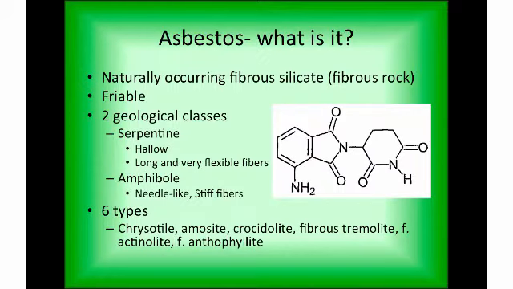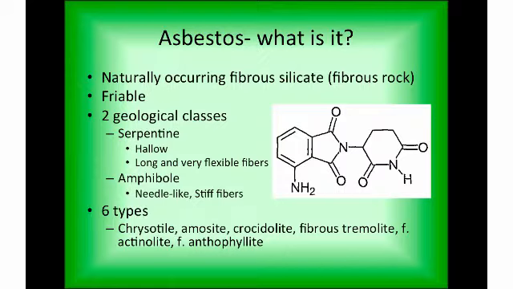Asbestos has similar properties to vermiculite. It is a naturally occurring fibrous silicate. It is classified by 2 geological groups, serpentine and amphibole. Serpentine is categorized by long, hollow, flexible fibers that are capable of being woven.